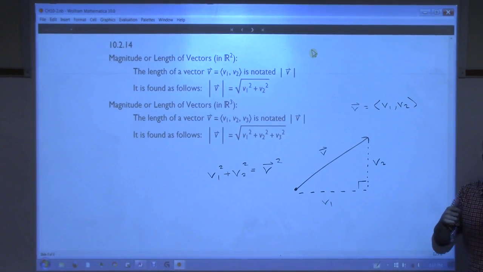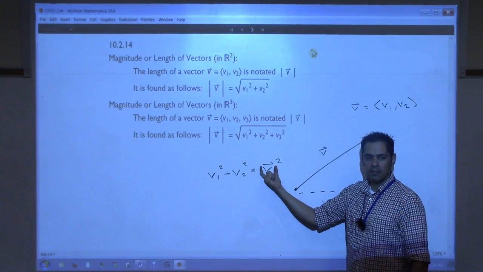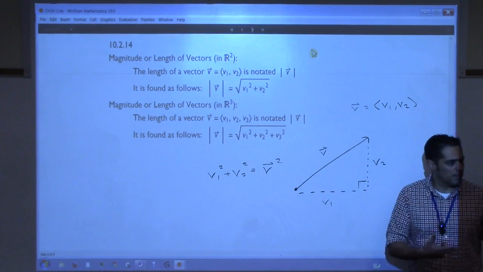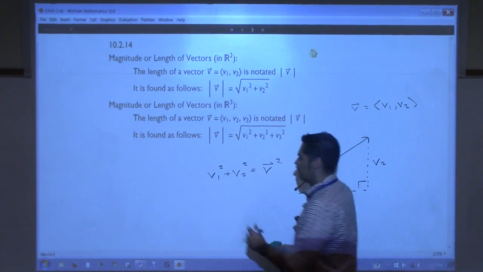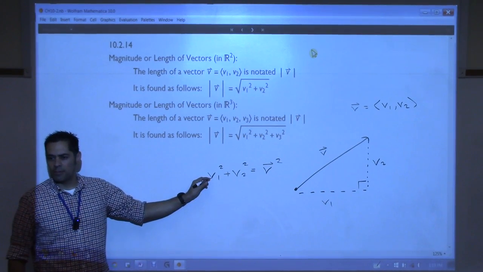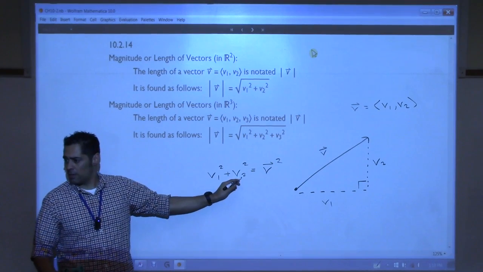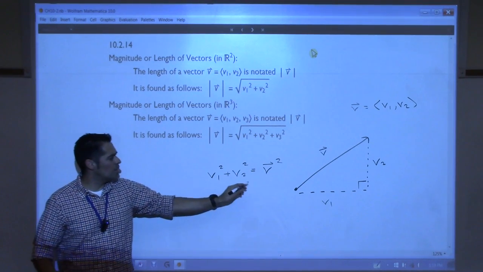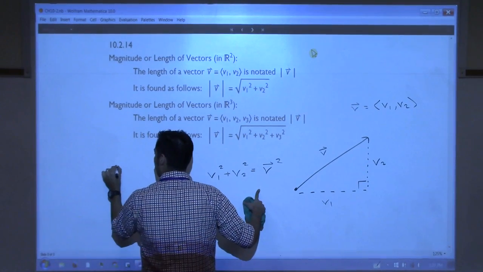The magnitude has to be in brackets. Yeah, why do I have to have the absolute value around this? To signify the magnitude. Why doesn't this make sense? Then what is V1? Is V1 a number or a vector? It's a number. You square it, you have a number, right? Plus V2 is a number. Square it, you have a number. What's V? It's a vector. V squared means V times V, right?